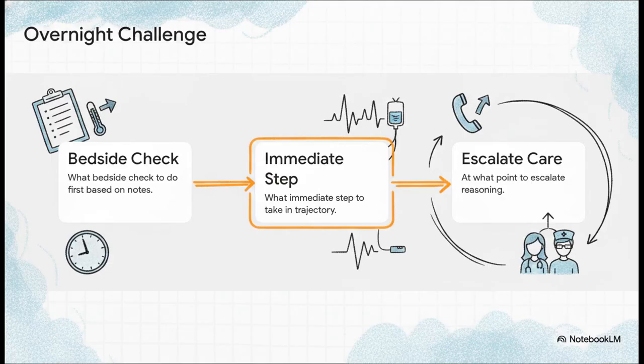And then there's the overnight deterioration drill. This is incredible. You prompt the system to imagine the patient suddenly deteriorated overnight, based strictly on their real trajectory in the source notes. It tests your hypothetical crisis management, like what bedside check do you do first, what immediate step do you take right now, at what point do you escalate care. It's phenomenal practice for on-the-ground decision-making, but it's still constrained entirely by the reality of the documented case.